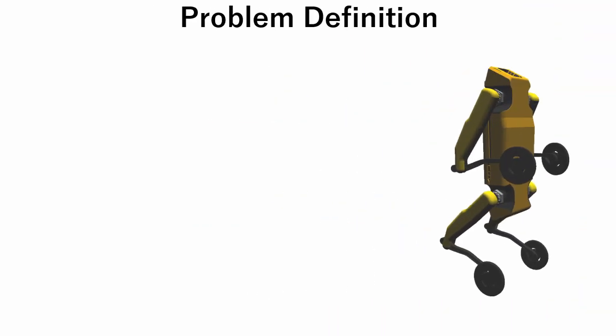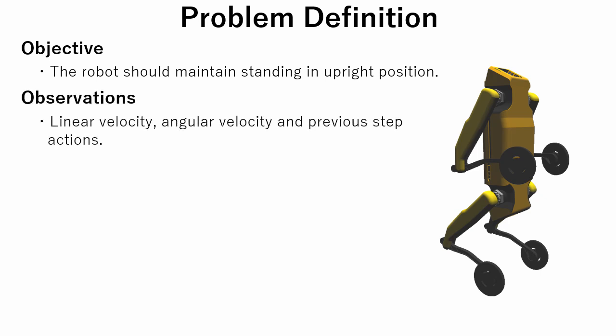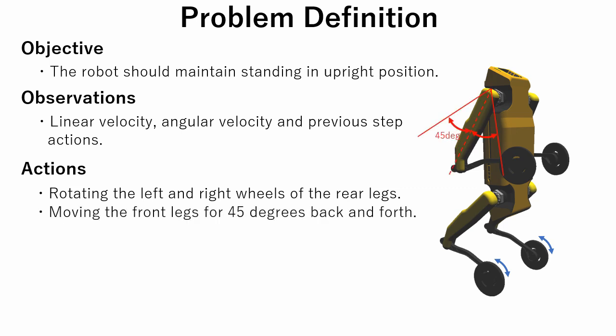Before looking into the code, let's check our problem definition. The objective of the training is to make the robot maintain standing in its upright position. Observations are linear velocity, angular velocity and previous actions. As for actions, the robot can rotate wheels on its rear legs. Also, robot can move its front legs for 45 degrees back and forth from the initial position.